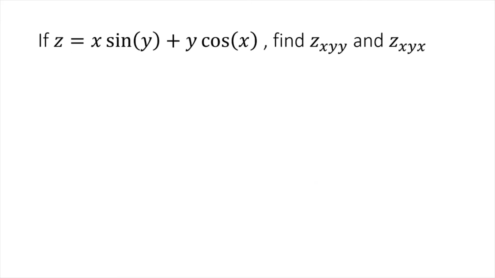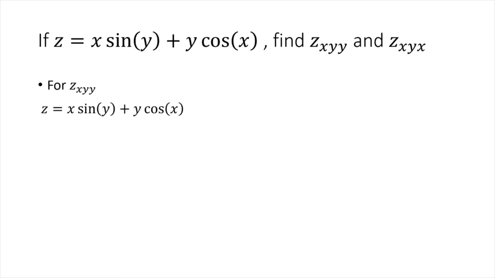Next problem. If we have z equals x sine y plus y cos x, then find z sub x y y, or this is the third partial derivative of z with respect to x first, and then with respect to y, and then lastly with respect to y again. And z sub x y x, or the third partial derivative of z with respect to x first, and then with respect to y, and then lastly with respect to x. Okay, so let's start. For the first one, z sub x y y.